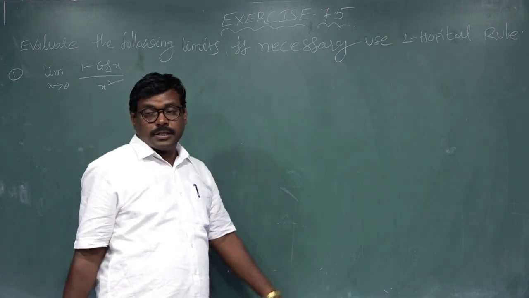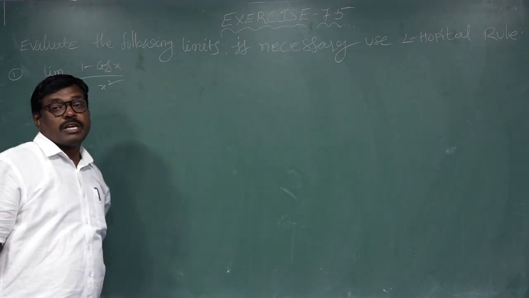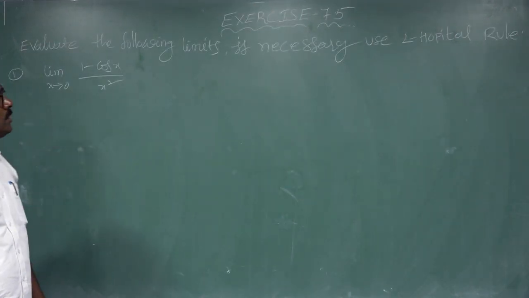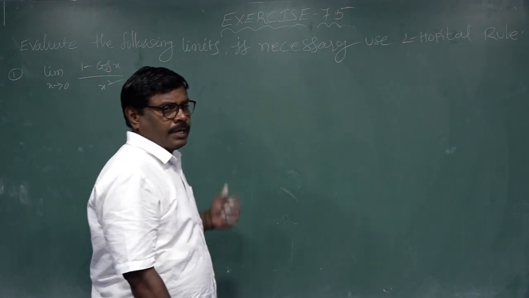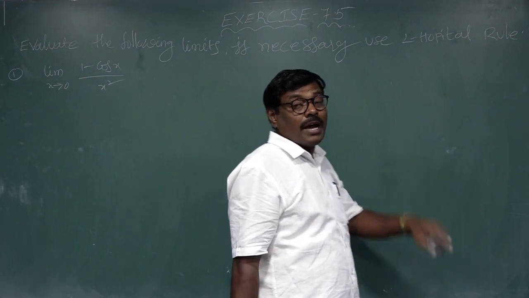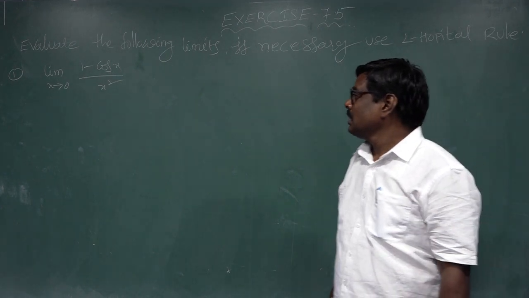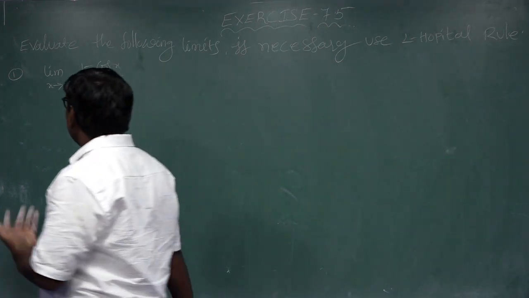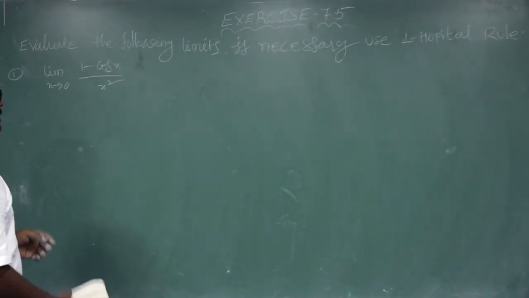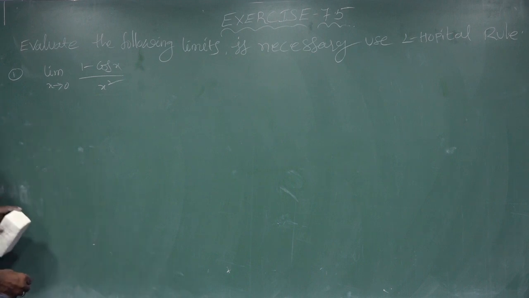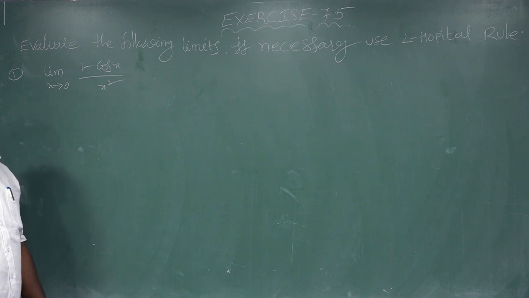Dear students, limits exercise 7.5. Evaluate the following limits. If necessary, use the L'Hospital rule, or if necessary, the direct formula. Next, this is the first question: limit x tends to 0 1 minus cos x by x square.